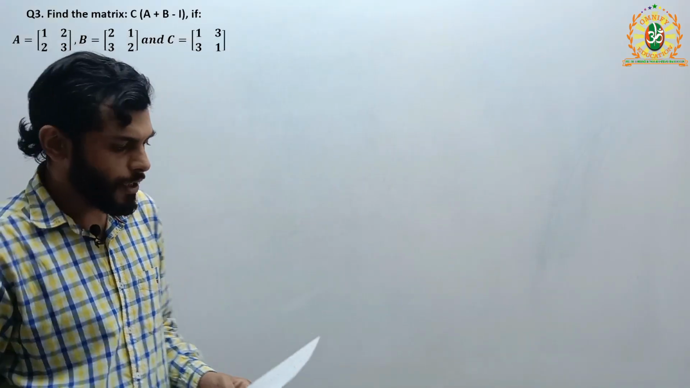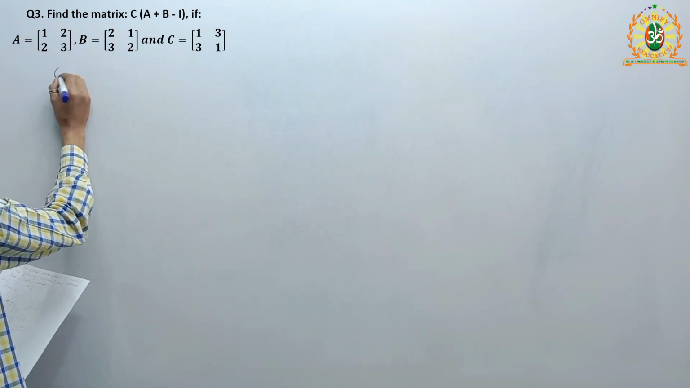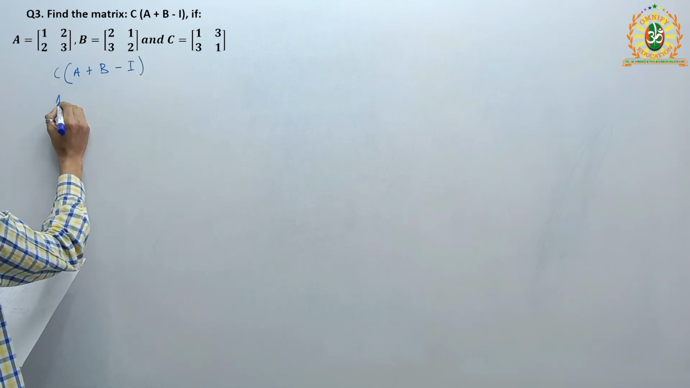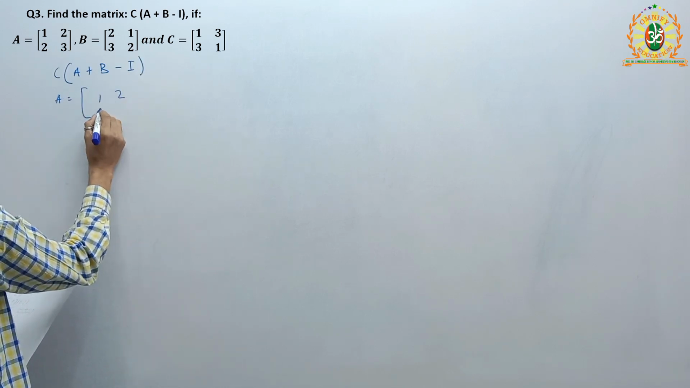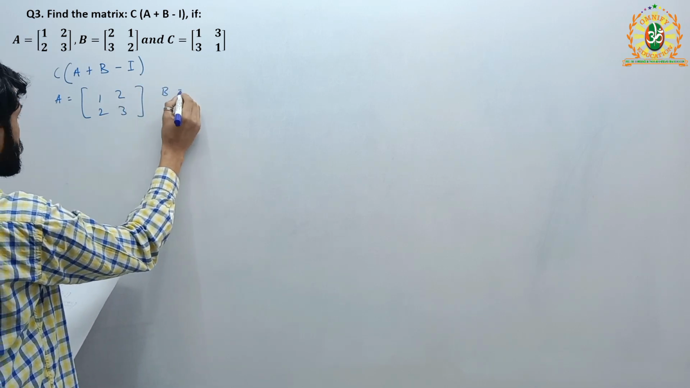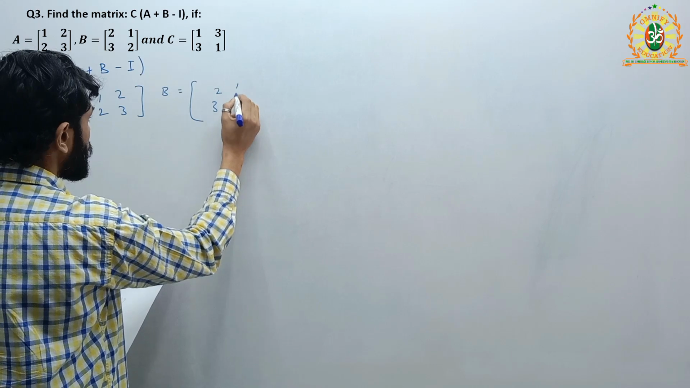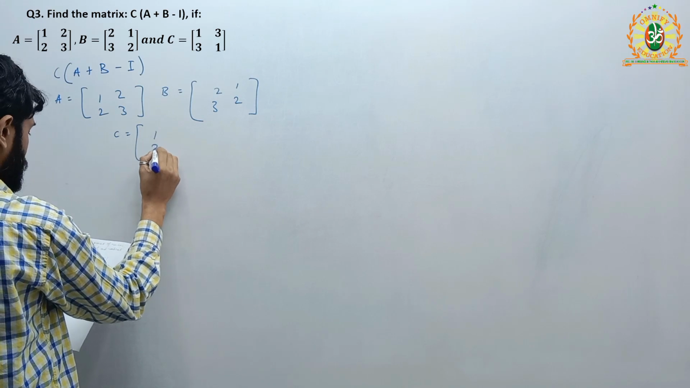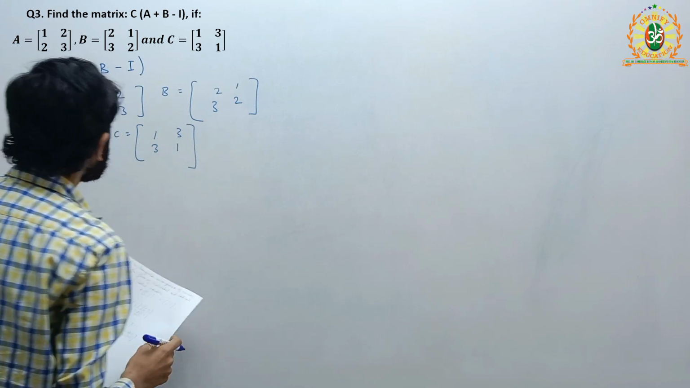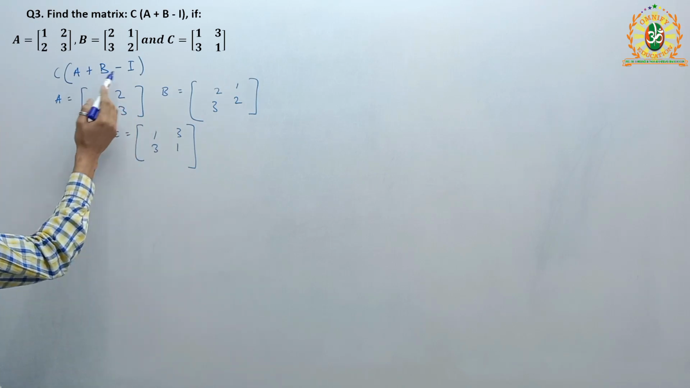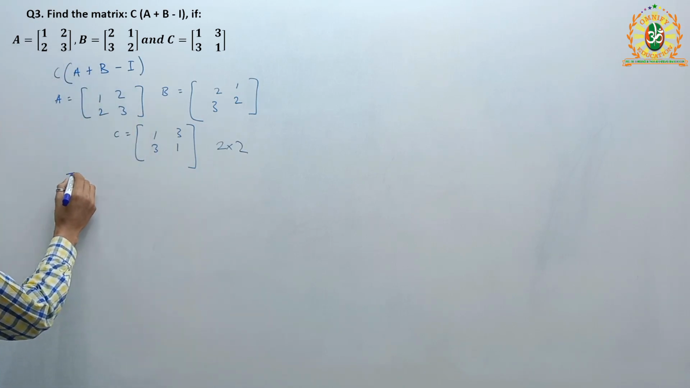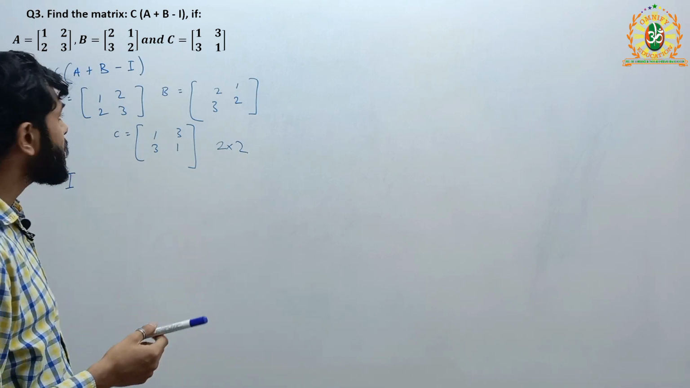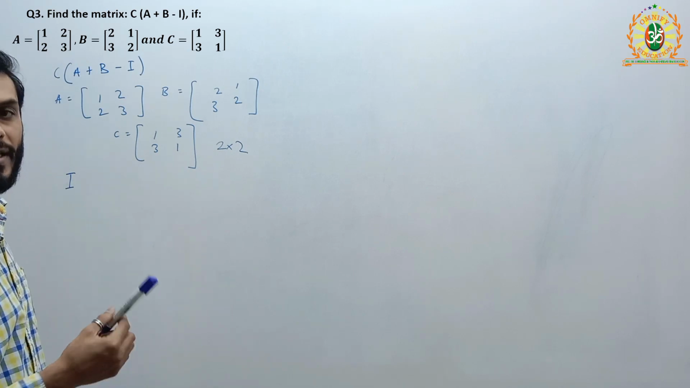Now coming to the next question, find a matrix C such that C times (A plus B minus I), where A is equal to 1 2 2 3, B is equal to 2 3 1 2, and C is equal to 1 3 3 1. So now in this question, first of all we have to find A plus B minus I. Now I is an identity matrix, and an identity matrix is a square matrix in which the principal diagonal elements are all 1 and the rest of the elements are all 0.